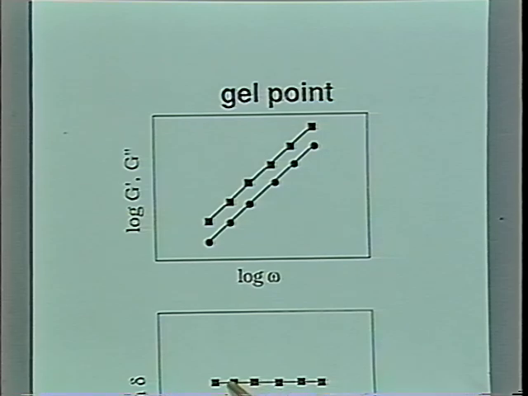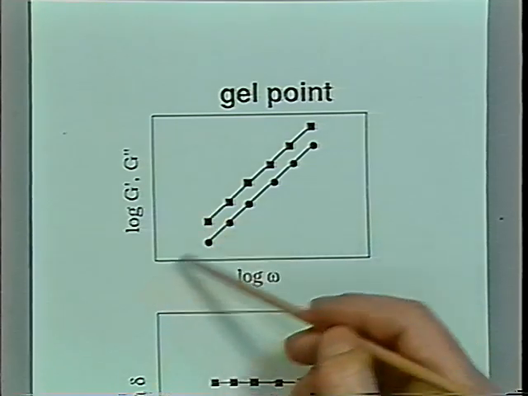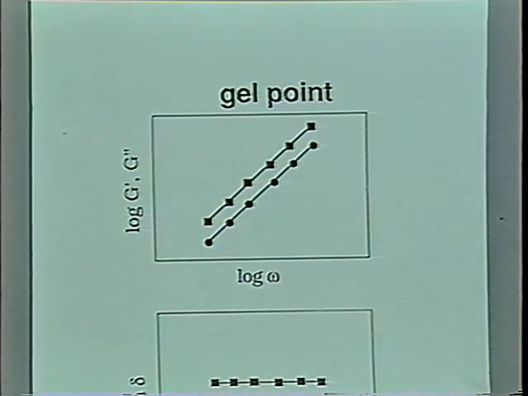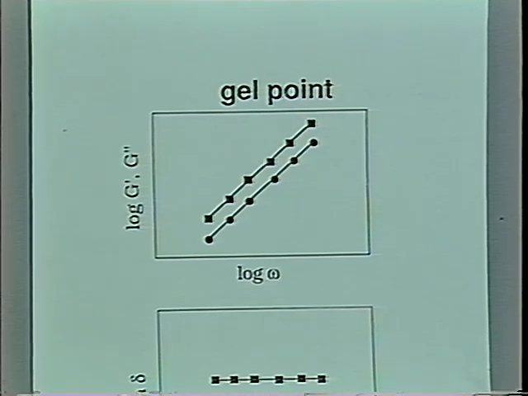Note that tan delta has to be constant in the approach of omega going to 0 in the terminal zone, not somewhere at high frequencies. It has to be constant in the terminal zone here. And the same thing, this power law should be extending into the terminal zone. That's very important to note for the definition of the gel point.